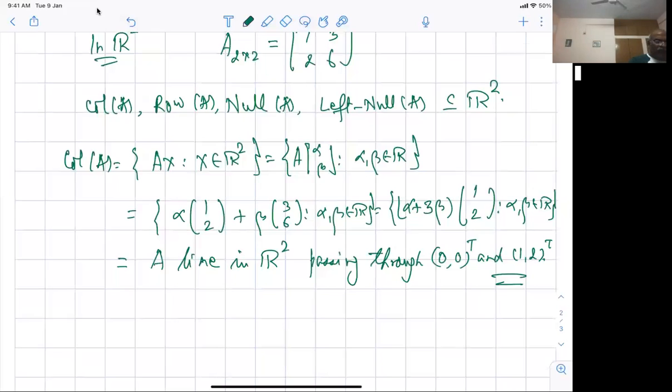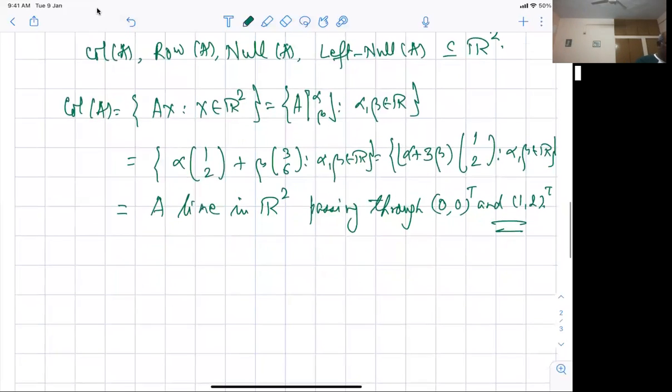Because if I take alpha and beta to be 0, I get (1, 2). Fine. If I take something else, say alpha to be 1 and beta to be 0, I get (1, 2). So it passes through (1, 2). It will also pass through (3, 6), (4, 8), and so on, all multiples of (1, 2). Fine. So this is my column space of A.